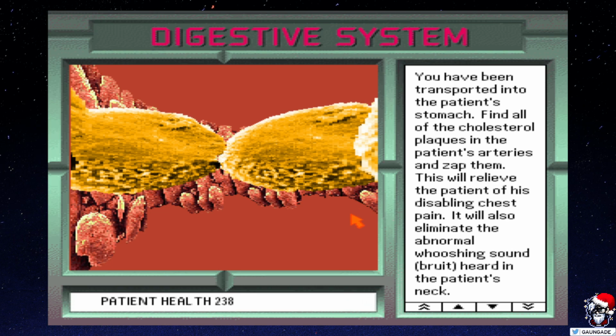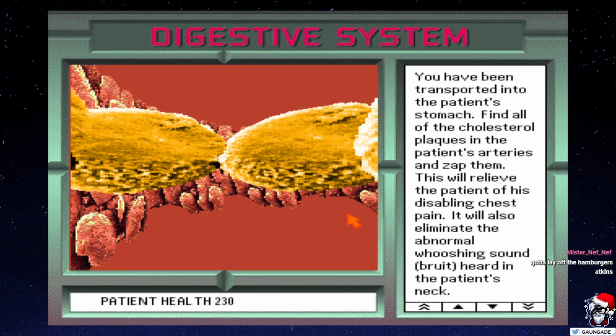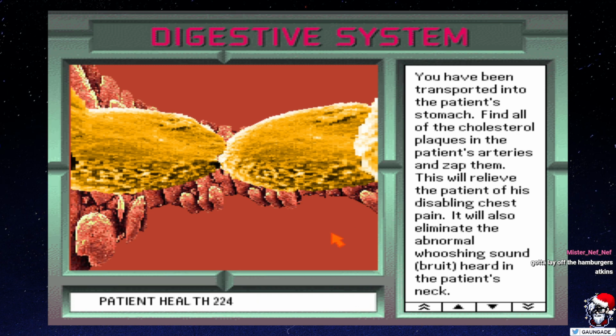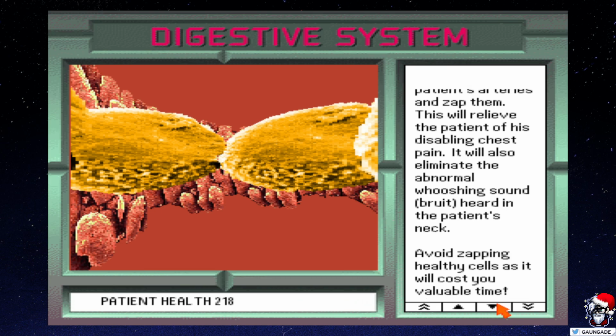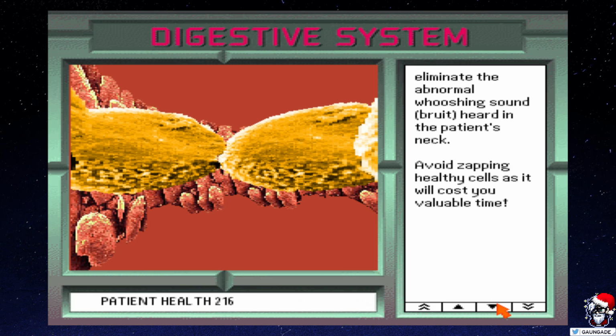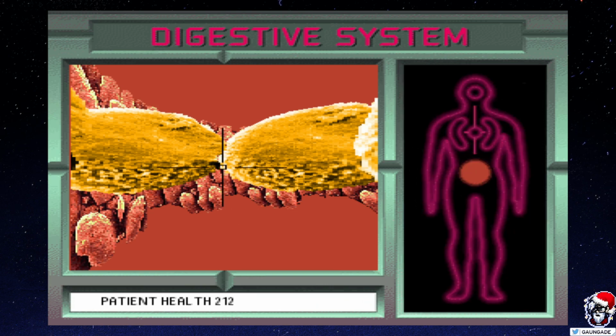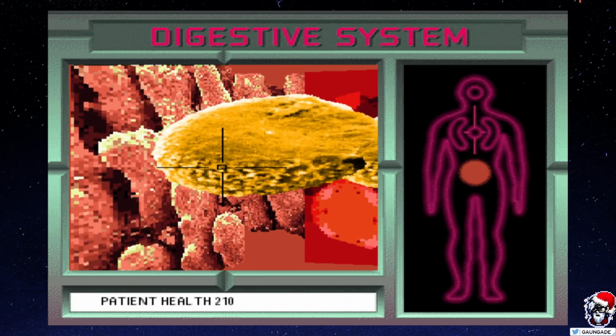You have been transported into the patient's stomach. Find all of the cholesterol plaques in the patient's arteries and zap them. This will relieve the patient of his disabling chest pain. It will also eliminate the abnormal whooshing sound heard in the patient's neck. Avoid zapping healthy cells as it will cost you valuable time. Why is this in French? Bruit? Bruit is sound.